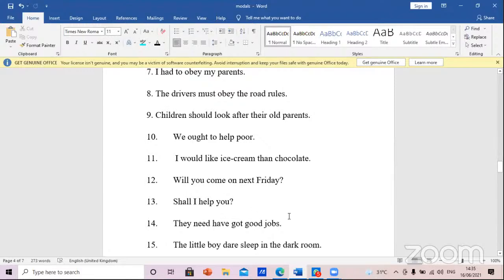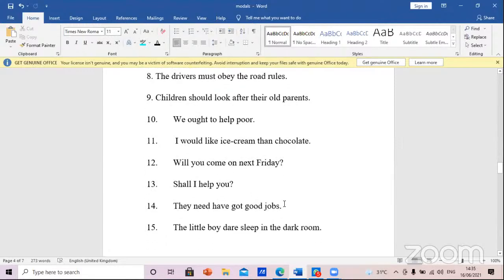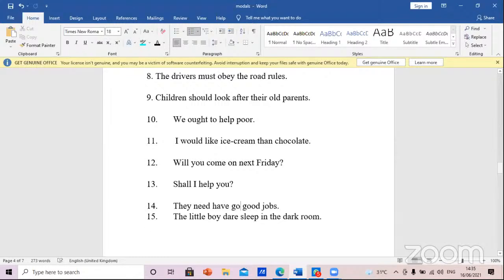They need have got good jobs, right? Then sometimes you can use need to. It is also correct. They need to have good, sorry, they need to have good jobs, right?